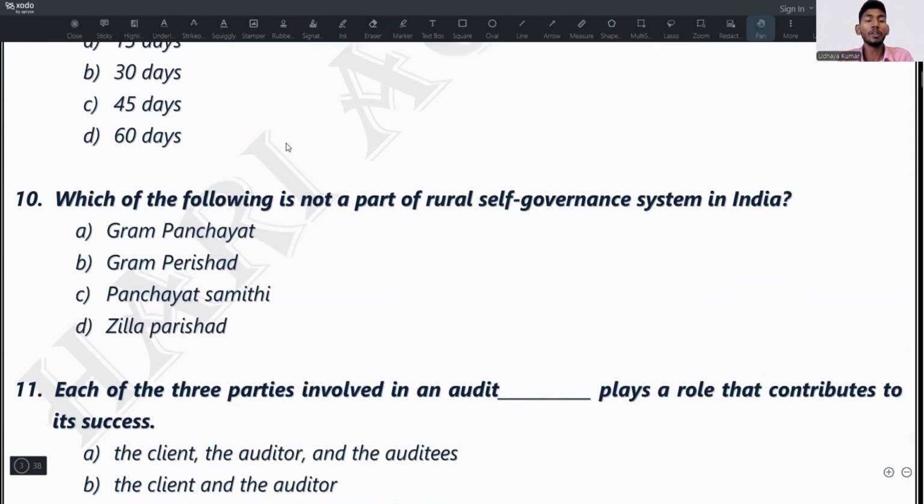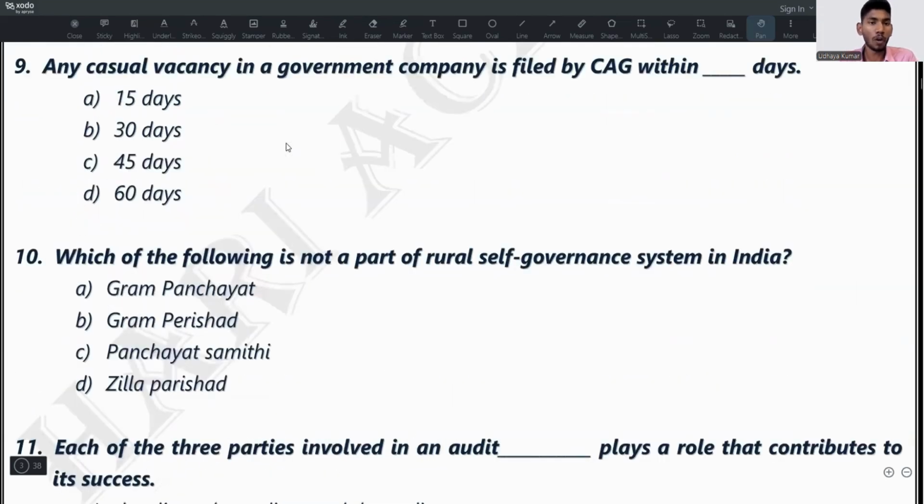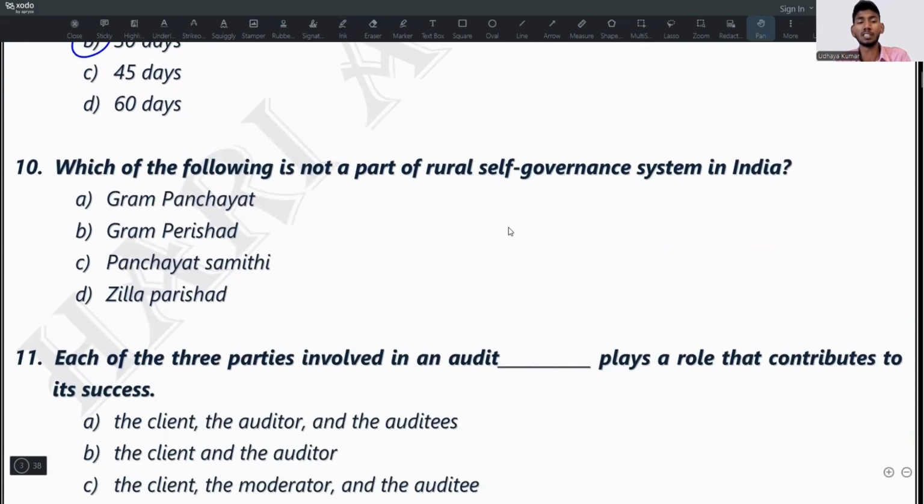Moving to the next question: which of the following is not a part of the rural self-governance system in India? The question here is which is not a part of the rural self-governance system in India. He is not asking which is part of it. You must note, if there is an MCQ and there is a negative term like not, you must be more careful.